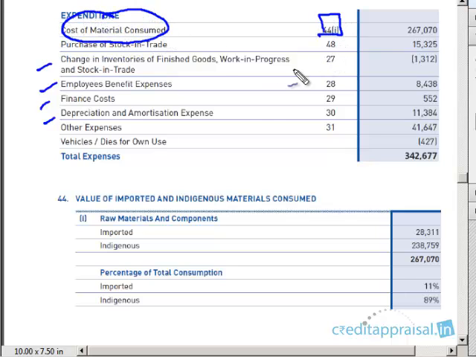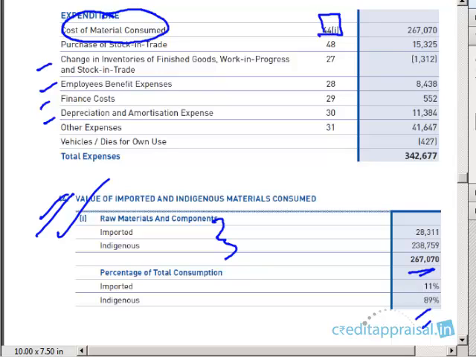And there is a schedule for this, 44.1. That 44.1 is also reproduced here for your ready reference. So that amount of 26707 breakup is between imported and indigenous, right? As a percentage, 89% of the entire consumption was indigenous and 11% was imported. So CMA data also has this provision, not just for sales. Sales anyway have this breakup between domestic sales and export sales. For raw material also you have this provision for domestic raw material and imported raw material.